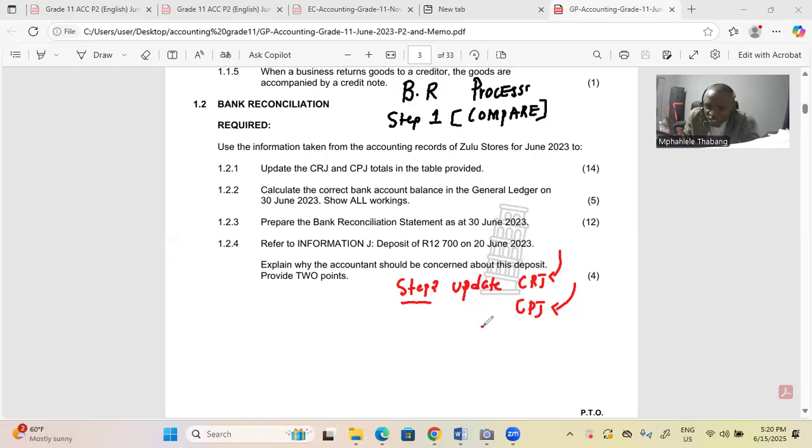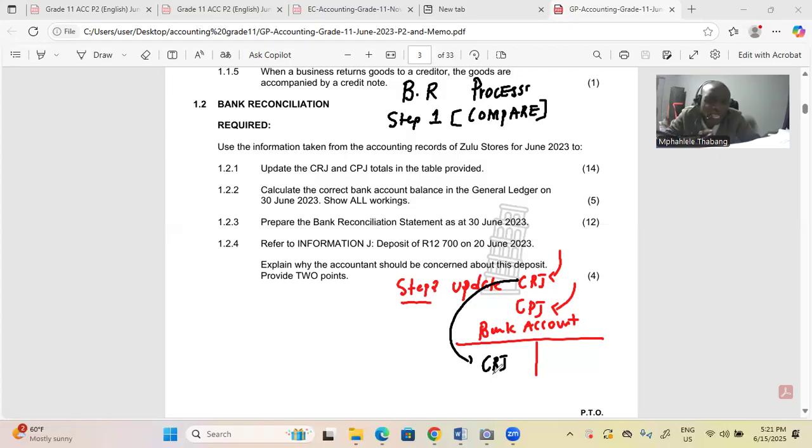So we will need now to prepare what we call a bank account. The preparation of the bank account enables us to calculate the correct bank balance. So what we do, we take the total of the cash receipt journal. Remember, we updated our CRJ. We are going to record the total of the CRJ on the debit side of the bank account.